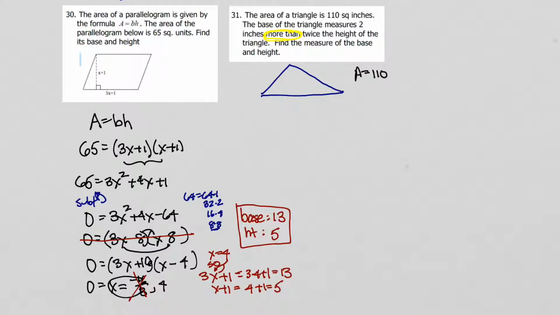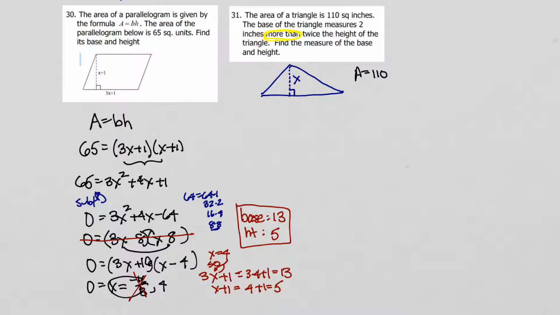So I'm going to draw that in here. The height goes perpendicular from the base up to that opposite vertex. So let's let that be x. So this will be x. And I'm getting that because it's following the word than. What follows it? Twice the height of the triangle. So let x equal the height.